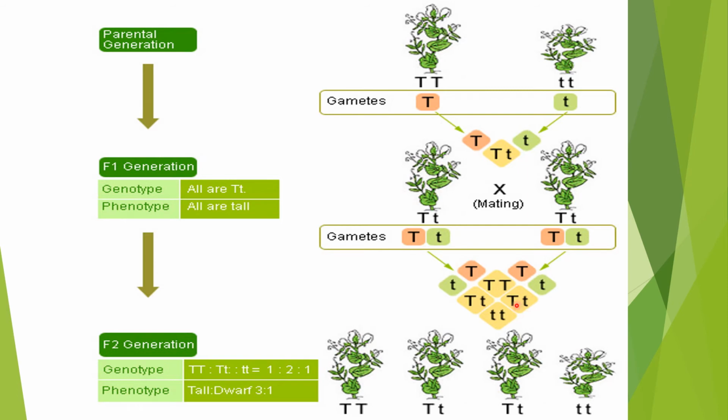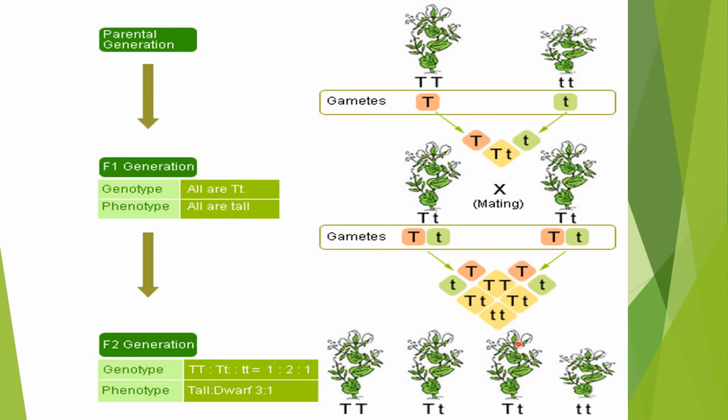What about the genotype of this individual? Genotype is capital T, small t. So the genotype is heterozygous dominant or heterozygous tall. Now what would be the phenotype of this individual? The phenotype would be, it is a tall plant. And the last one, what is the genotype of this individual? It is a homozygous dwarf plant or homozygous short plant. So what is the phenotype? Short, or it is a dwarf plant.